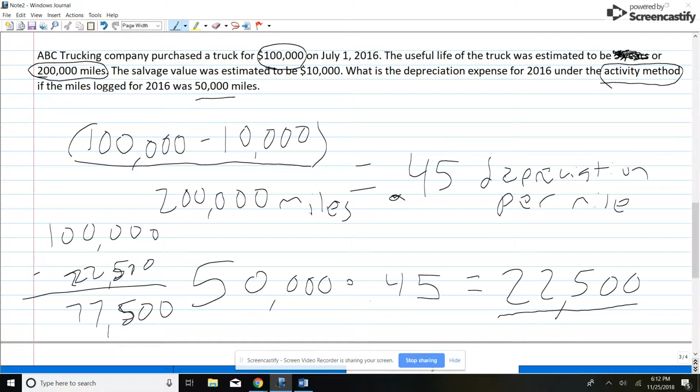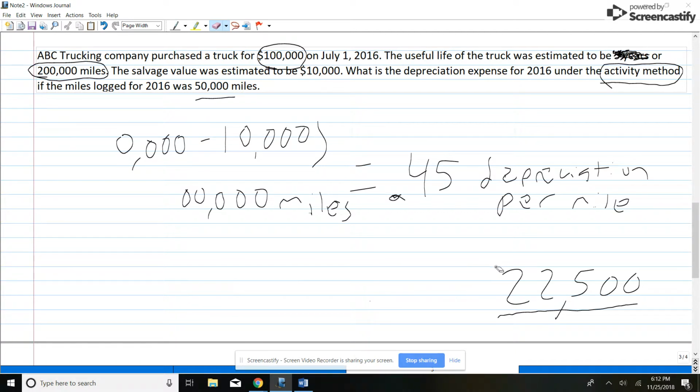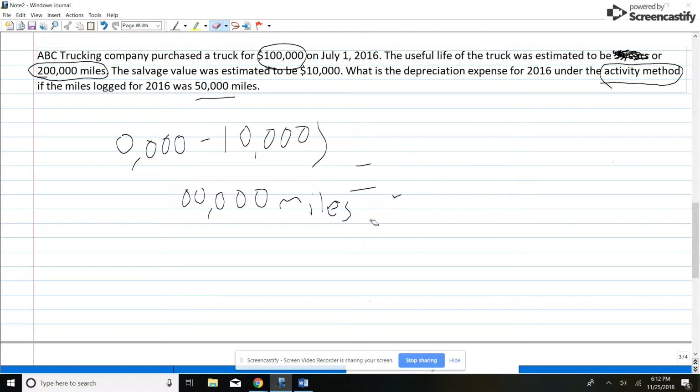So let's talk about a little wrinkle that I threw into this problem. And I'm sure maybe one or two of you noticed it as you were reading the problem. And that is I made the purchase date kind of in the middle of the year instead of the beginning of the year. So as you can see, they purchased it on July 1st, 2016.